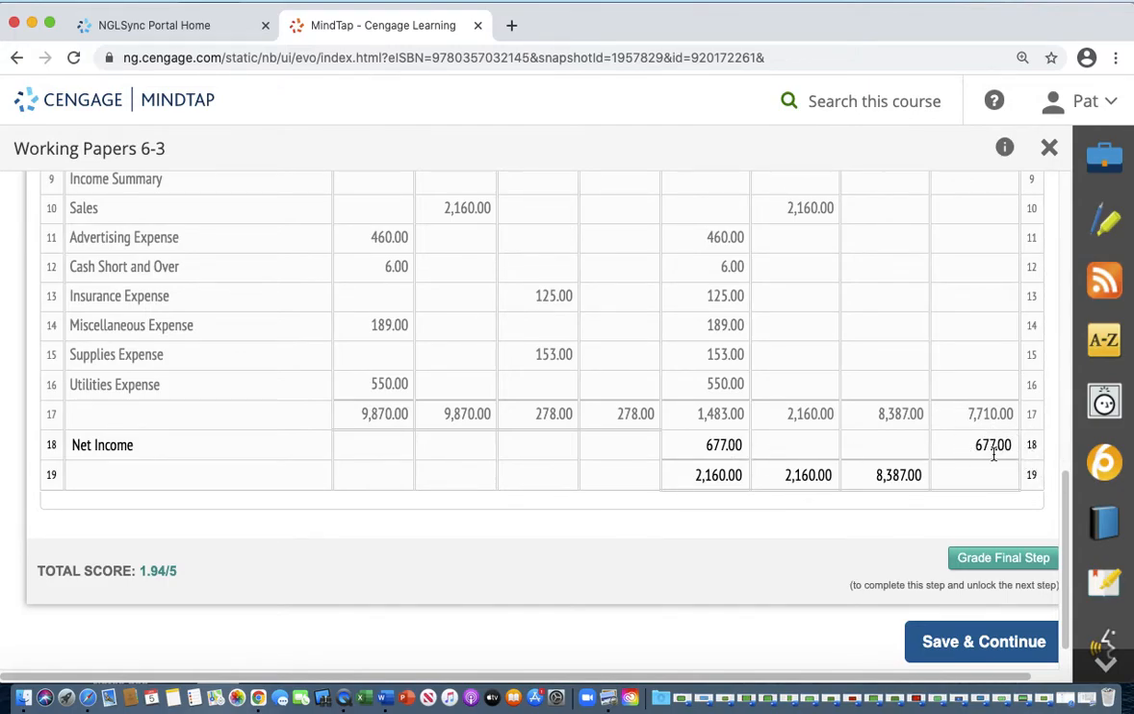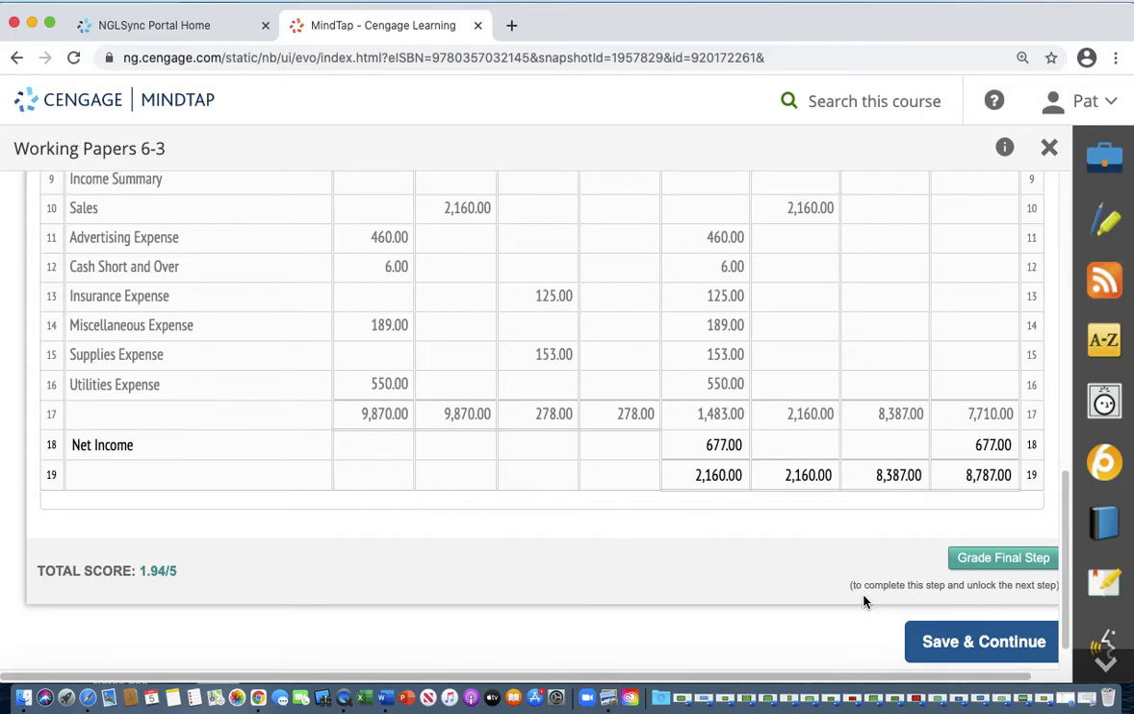You could just write it over here, but then you might have 10 things wrong up here. You can add these two numbers up, and they should equal the same. We have one debit for 677, one credit for 677. All right?